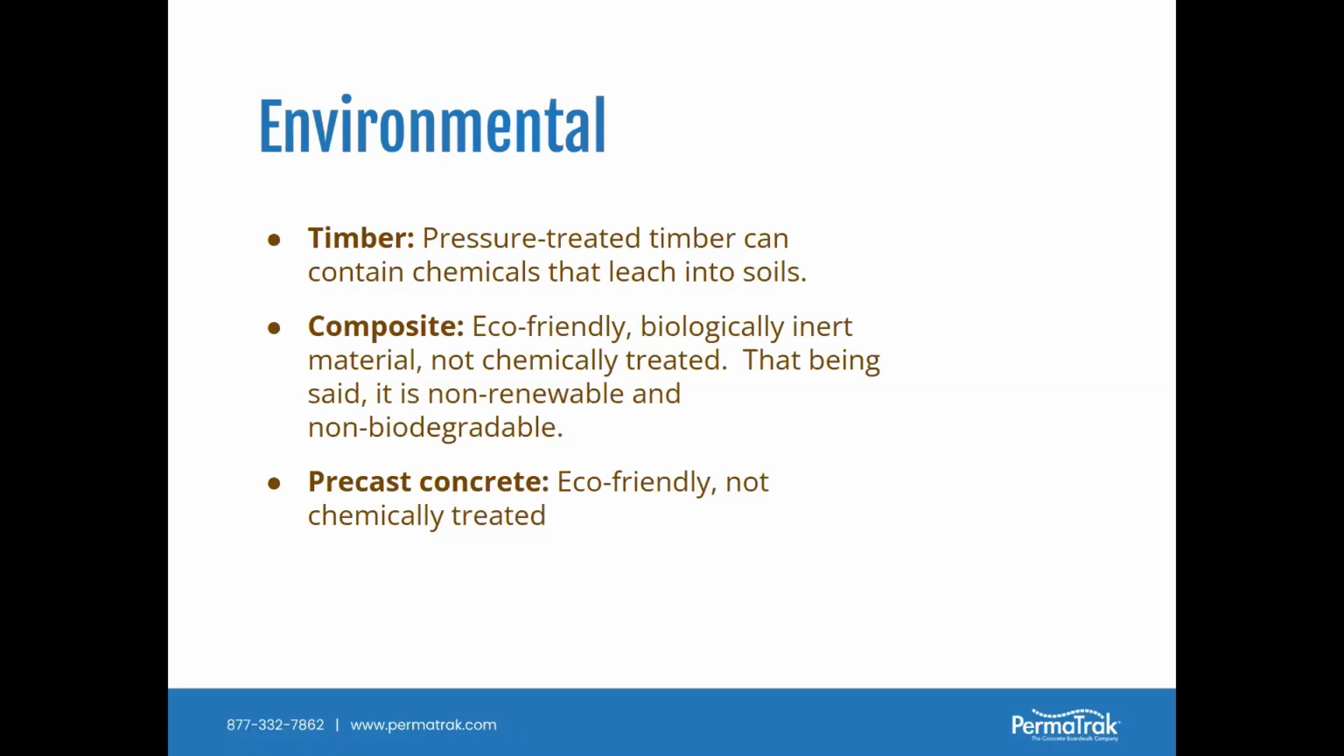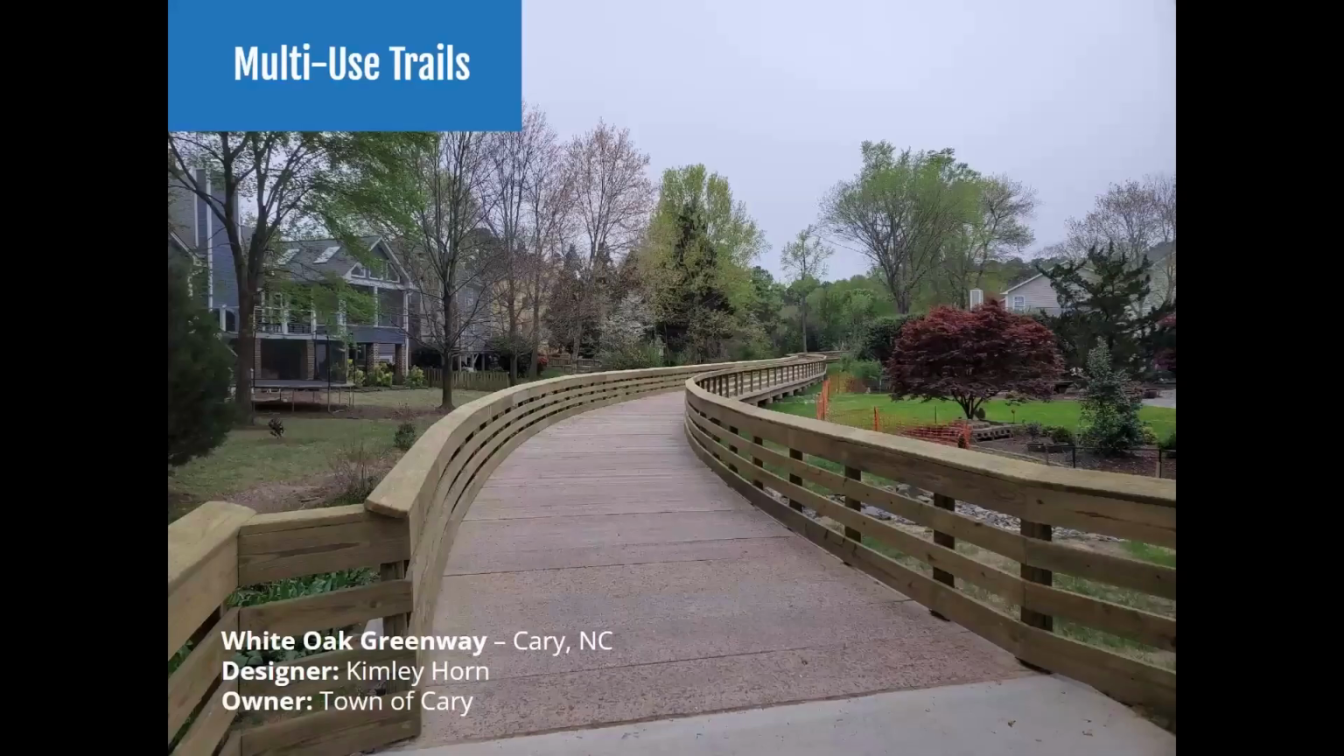Got just a few minutes left here to go through a couple of examples, so I'll go through these kind of quickly. This first one is what we would call the bread and butter, the one that we see most often, a multi-use trail. This is a 12-foot clear width. It's about a 900 linear foot structure. In this case, it's going through some backyards of a neighborhood in Cary, North Carolina. The town of Cary has standardized around precast concrete as their preferred boardwalk material because of the maintenance issues, but they do like to use a wooden railing just to help soften the look and have it blend in a little bit more.